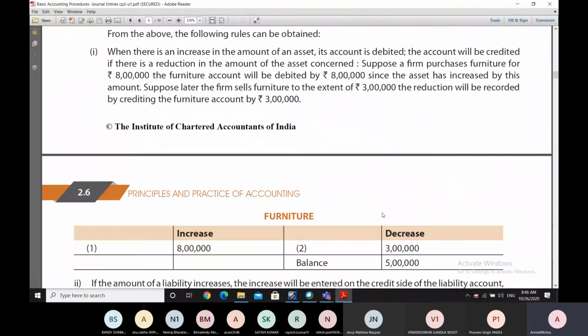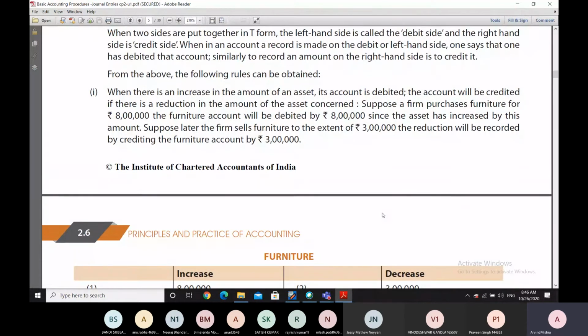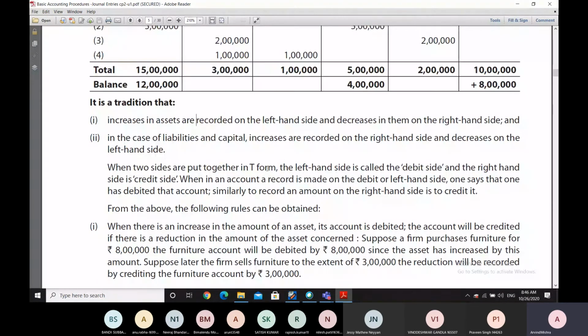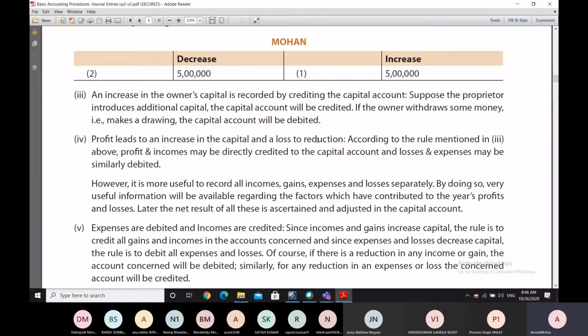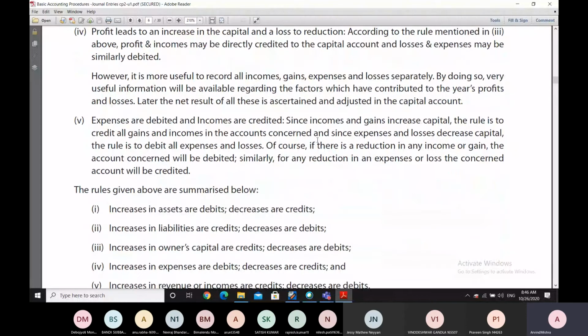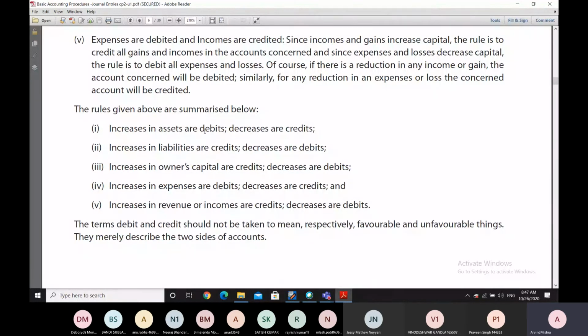So it's like this. Now, this tradition of how we record assets, increase and decrease, in this manner, or how we record liabilities and capital in this manner, leads to 5 rules ultimately. And we can summarize those 5 rules. Increase in assets are debits. Debits means written on the left side. Decrease in assets are credits because they are written on the right side.